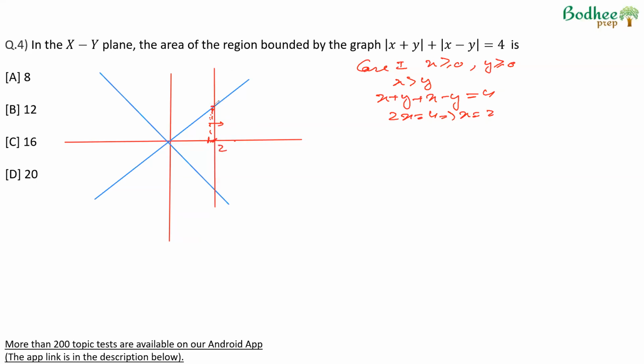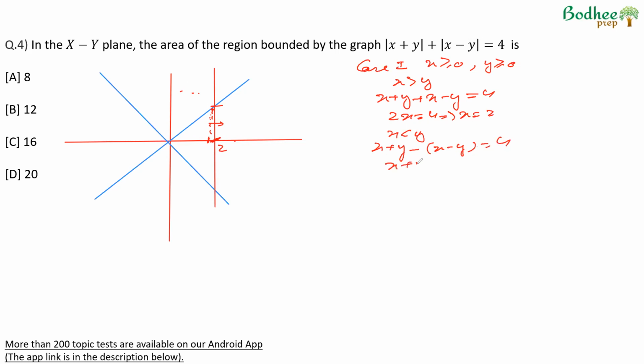But this will only extend from here to here for now. When x is less than y, in the first quadrant, this will happen in this region to the left of the blue line. Here, the first bracket will be positive because both are positive. The second bracket will be negative because x is greater than y. Therefore, minus y will be the larger term.